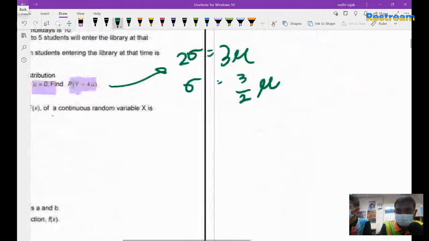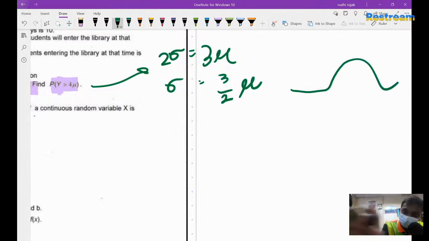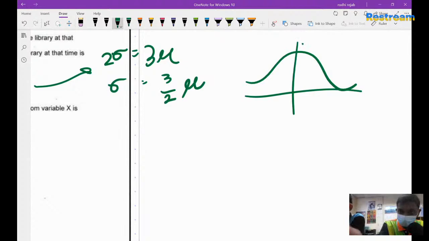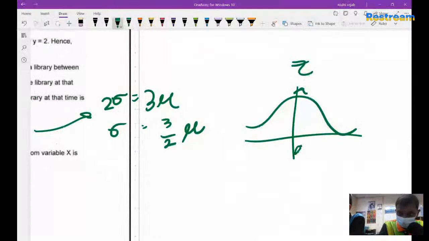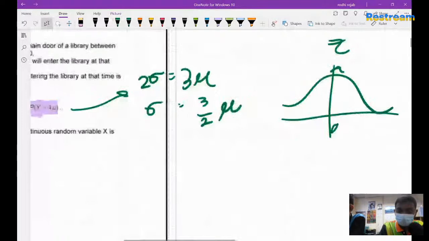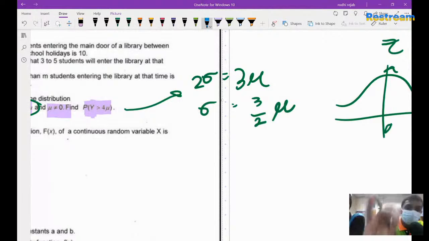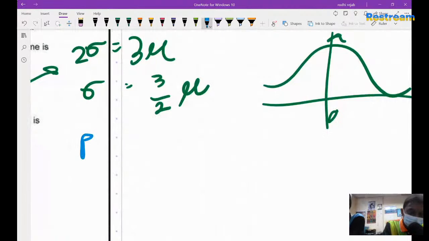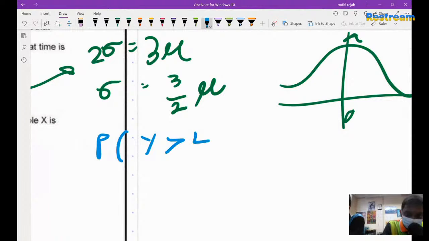And since this is a normal expression, we must use the normal curve with the Z formula. So, we have drawn our graphs and we have determined our mu and our sigma. What's left to do is to determine the z value for P(Y > 4 mu).